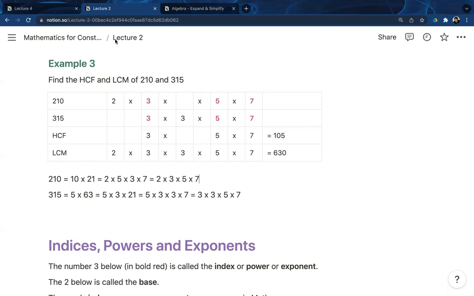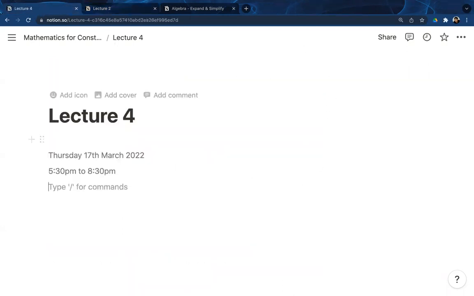We want to extend this, so finding the HCF of not only numbers, but algebraic terms, okay? So how do you do that?